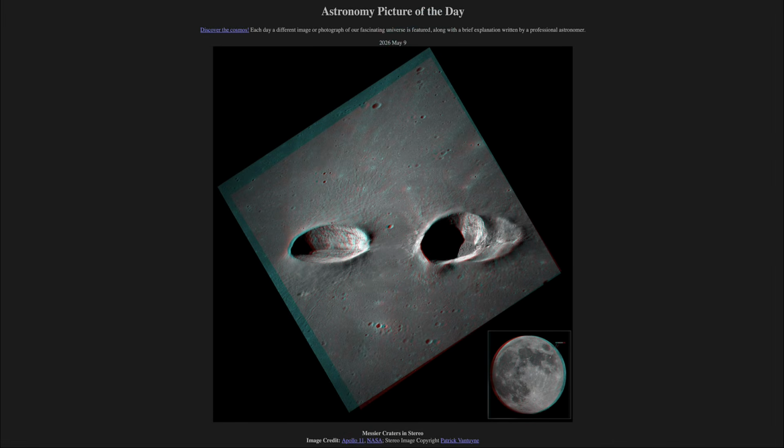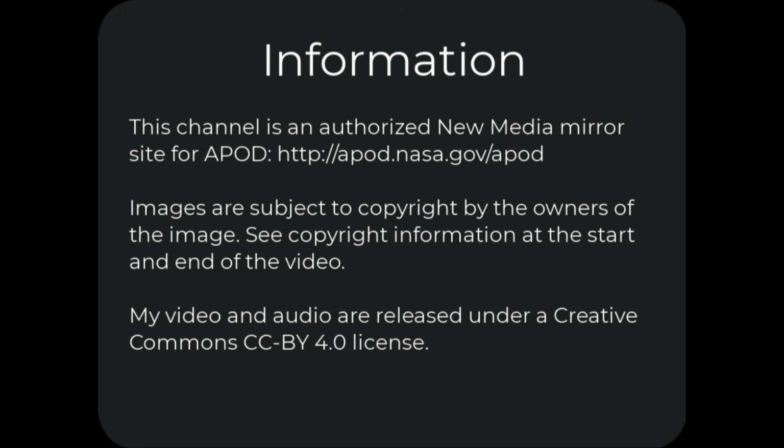So that was our picture of the day, titled Messier Craters in Stereo. We'll be back again tomorrow for the next picture, previewed to be Moonset Time-Lapse. So we'll see what that is about tomorrow.